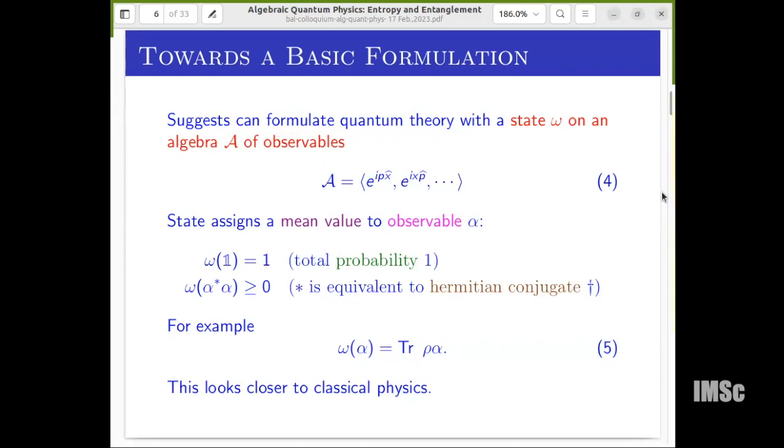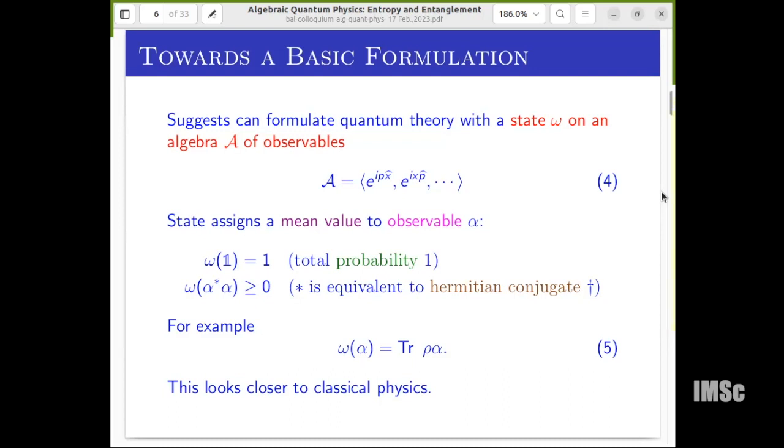So, that immediately challenges our intuition on what is meant by a trace. There is this algebra A, and the state assigns a mean value to the algebra, as I have said many times. So omega is a state, and if I experimentally measure some operator from A, I get a complex number, which has the property that on the identity of the algebra A, I get 1, so that the total probability is 1.